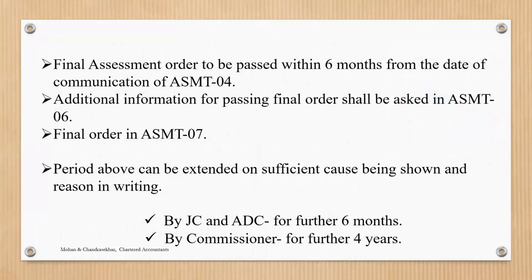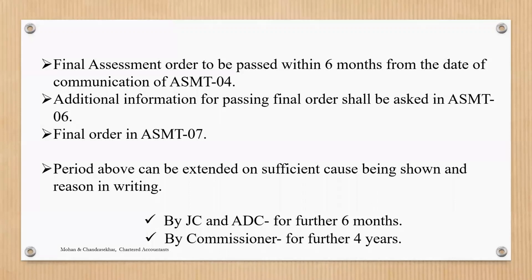Final assessment. So this is only a provisional assessment. Finally, an assessment has to be completed within 6 months from the date of ASMT 04. That is, within 6 months from the date of provisional assessment. Again, if the proper officer has any doubt, he will ask for additional documents in ASMT 06. And after receiving the additional documents and reply, a final order will be passed in ASMT 07.